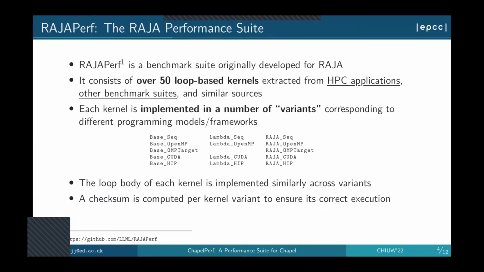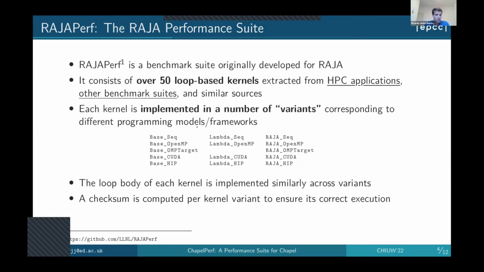All right, thanks. And as I was saying, this brings us to RAJAPerf, which is the RAJA performance suite. As its name suggests, RAJAPerf was originally developed to assess the performance of RAJA, which is a performance portability layer for C++. And RAJAPerf contains over 50 loop-based kernels extracted from HPC applications and other benchmark suites. And importantly, each kernel in RAJAPerf is implemented in a number of what they call variants, which essentially correspond to different programming models and frameworks.